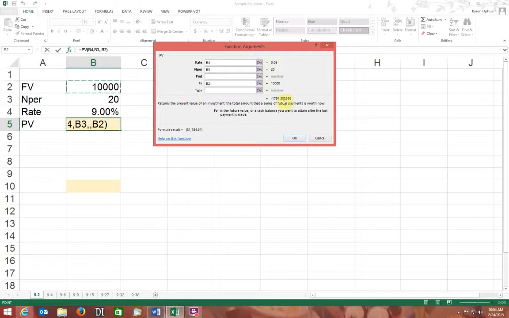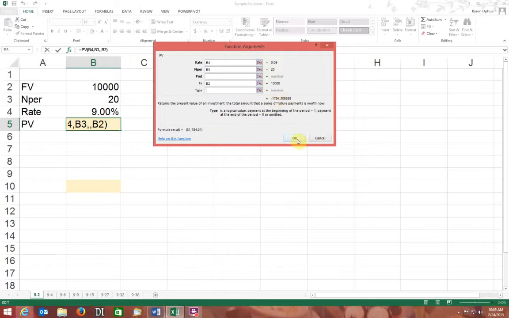It actually tells me my answer here that I've got is minus $1,784.31. For my type, it says the logical value at the beginning of the period is a logical value: payment at the beginning of the period is equal to 1. Payment at the end of the period is 0 or omitted. And most often, if it doesn't tell us, we're going to assume it's at the end of the period. And that's the case here. So we can just leave this blank. We could put in a 0, or we can leave it blank, either one. I'm just going to leave it blank for simplicity's sake.